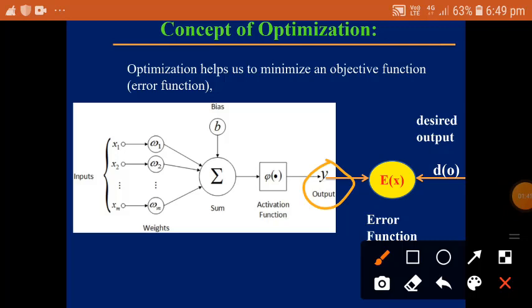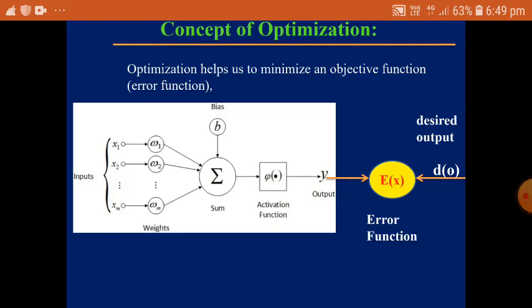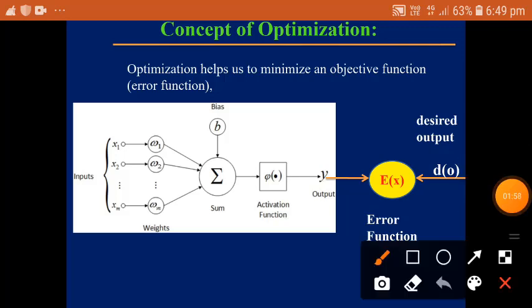What is this E of x? This E of x is nothing but the error function. So how are you going to identify the error? That's my question. How are you going to identify this error?